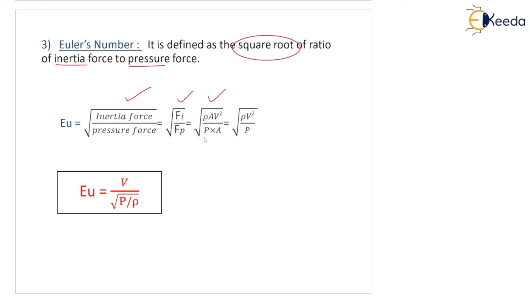Pressure force is pressure into area. Force equals pressure into area, so this is also known as pressure force, P into A. So A gets cancelled, and you are left with rho V square by P. So what is Euler's number's final formula? V by root under of P by rho. What is the unit of Euler's number? No unit, because they all are dimensionless numbers.